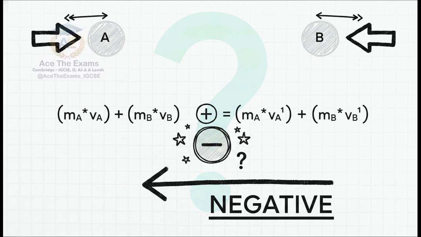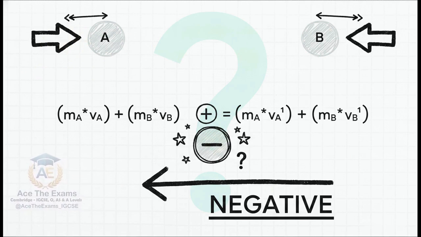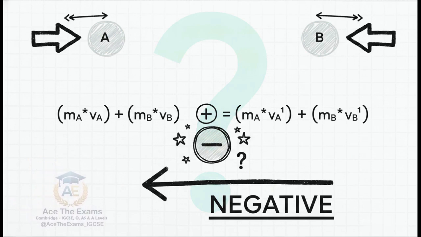But the student has written out the sum of their momentums using purely positive numbers. So, what is completely missing from this calculation? Yep, you guessed it, the negative vector sign. Because object B is traveling in the exact opposite direction, its velocity has to be entered as a negative value. If you don't do that, your entire conservation of momentum calculation just collapses.